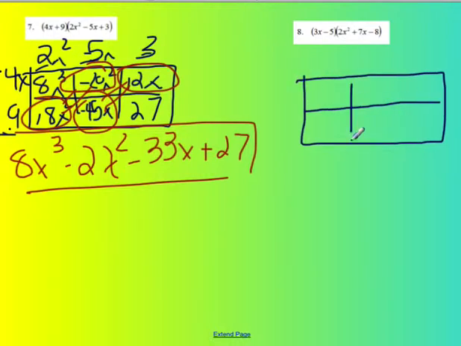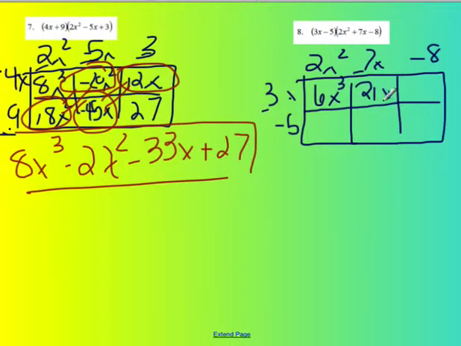So I have 2 by 3, so I have 3x, and then I'm going to put minus 5 here, 2x squared, 7x, and a negative 8. So now we're multiplying into the box. 3 times 2 is 6. X to the first times x squared is x cubed. 3 times 7 is 21. X times x is x squared.